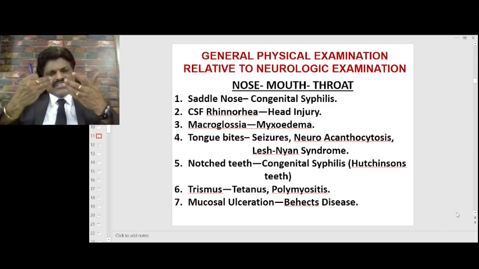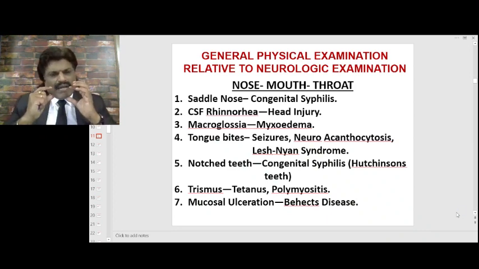How do we differentiate CSF rhinorrhea from mucus secretion of the nose? If there is sugar in the fluid, it is CSF. So CSF rhinorrhea could be because of head injury. There could be a big tongue, macroglossia, because of hypothyroidism. We can see tongue bites in seizures. In neuroacanthocytosis and Lesch-Nyhan syndrome, where there is self-mutilation, there could be tongue bites.